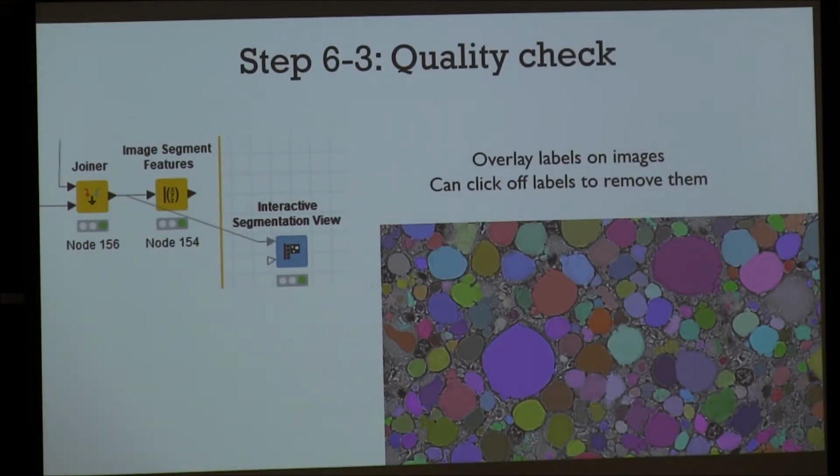You can also throw in a quality check at that point. So there's a node which is called interactive segmentation view. And what this would allow you to do is basically look at your images overlaid with the segments, but it's interactive. Because I only trained on one data set, this is not perfect at all. But I could go in here and start to select things that are not true if I want to have that extra level of fine touch. So that's quite useful.